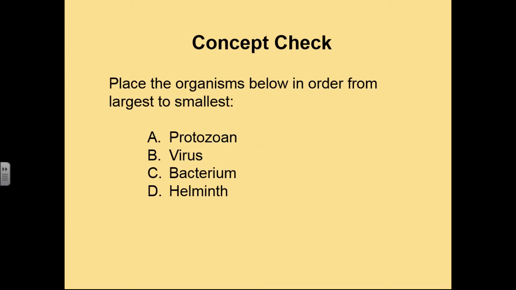And then we have viruses and bacterium. Between a virus and a bacterium, hopefully at this point, based off the slides I just talked about, you're able to say that, yes, a bacterium is bigger than a virus. I'll repeat that because it's important. Bacteria are bigger than viruses. So, to list these in order from largest to smallest, we had helminth, then protozoa, then bacteria, and then virus.